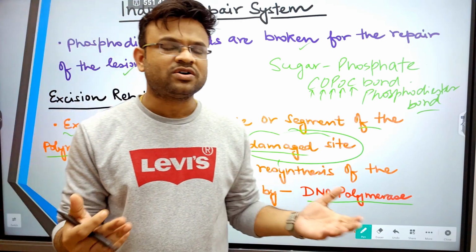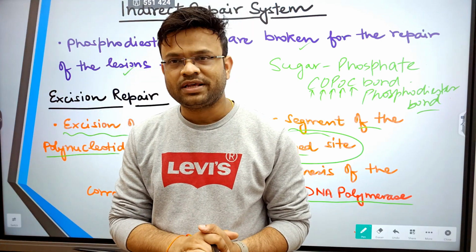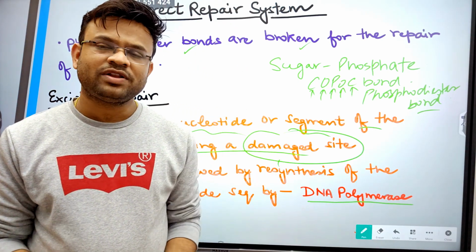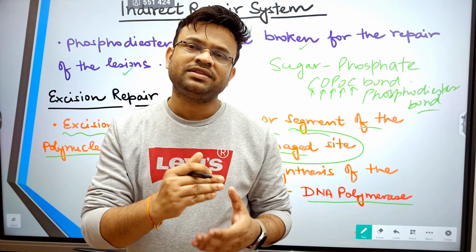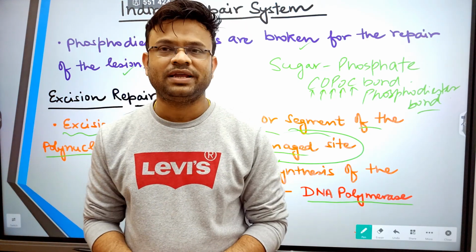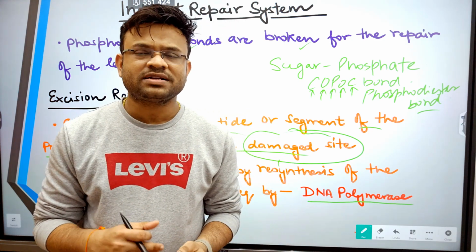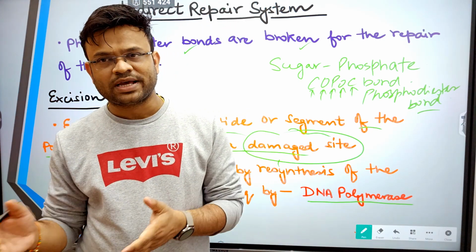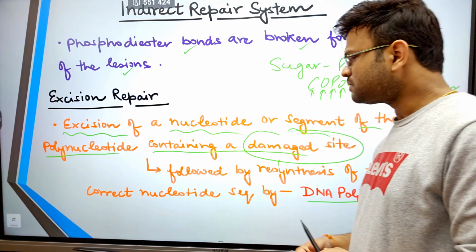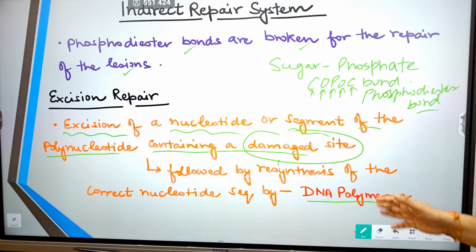Obviously, we are talking about the DNA repair system, so the DNA will be damaged, and when you are repairing the DNA, that would be done by the DNA polymerase. Apart from that, there are several other enzymes that we will be talking about as the lecture progresses. So I hope you have understood this particular slide. You can take an image of this so that we can move forward.